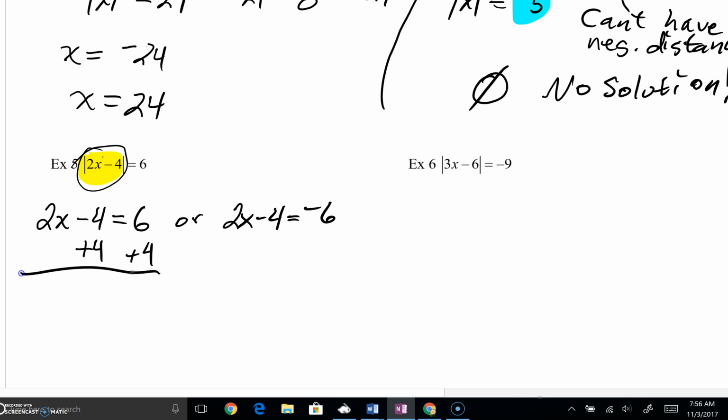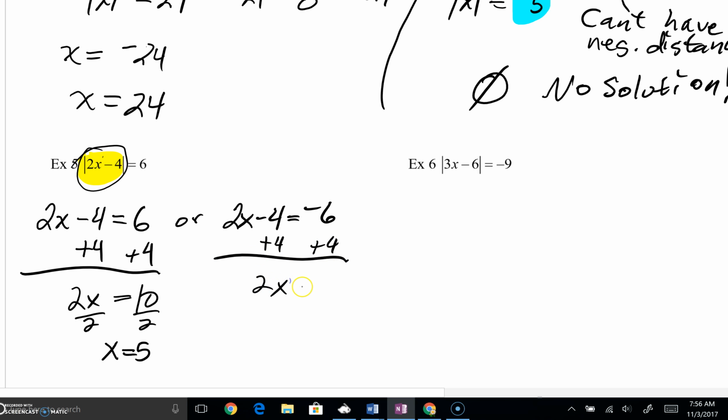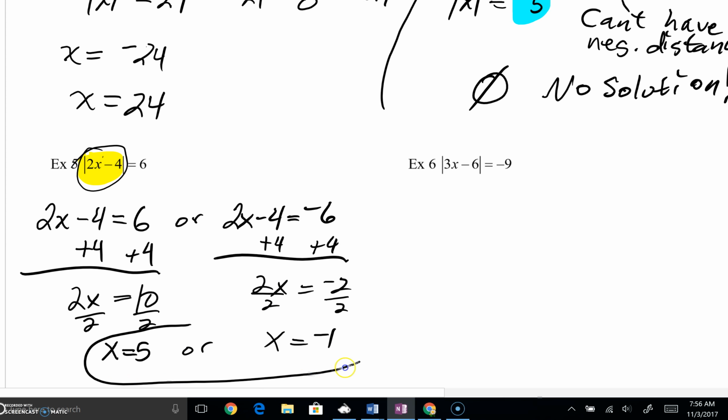The rest of it's pretty simple. You add a 4. 6 plus 4 is a 10. We're going to divide by a 2. We'll get x is equal to 5. Here I'm going to add a 4. -6 plus 4 is equal to -2. I can divide by a 2, and I'll have x is equal to -1. So I'm going to get 2 distinct answers. If you're worried about whether you've done that right, you can check it. You can plug these numbers back in and make sure that they work out.